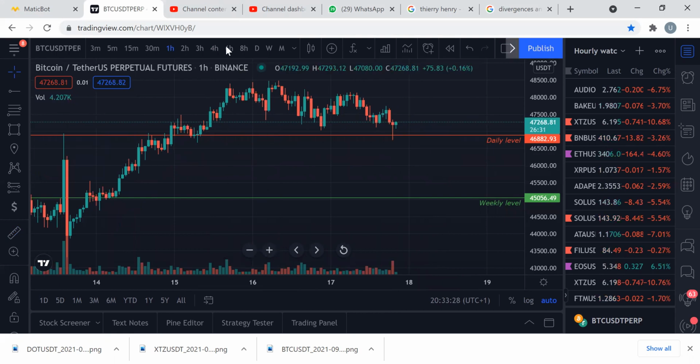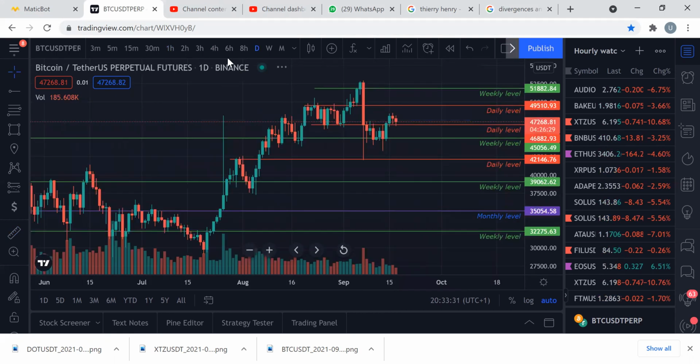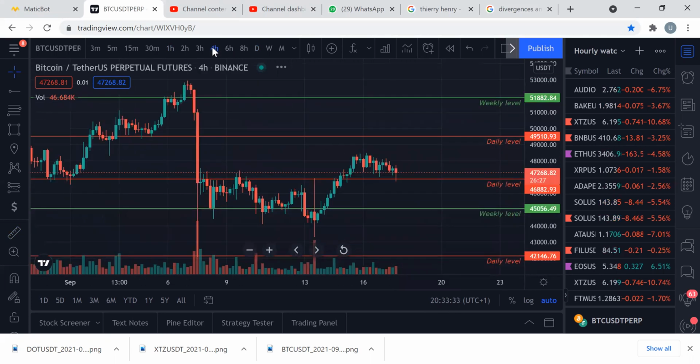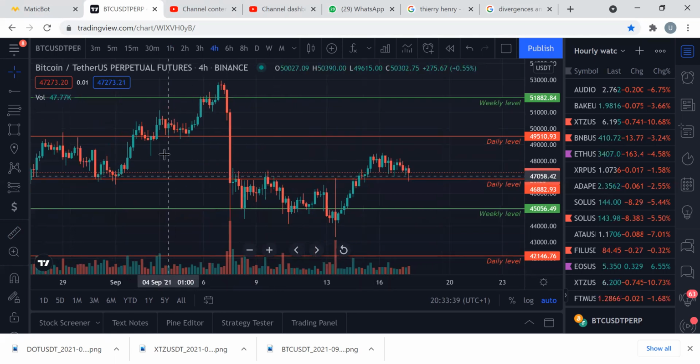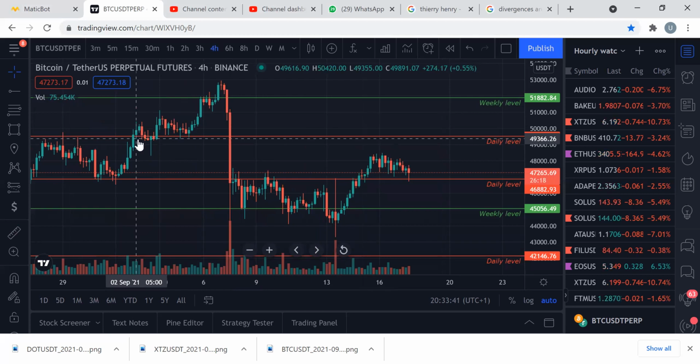So after marking it on daily, the next thing is to go down to 4 hours and also mark your levels. Now, we cannot mark all these ones because they are close to this daily already. So we just leave them.